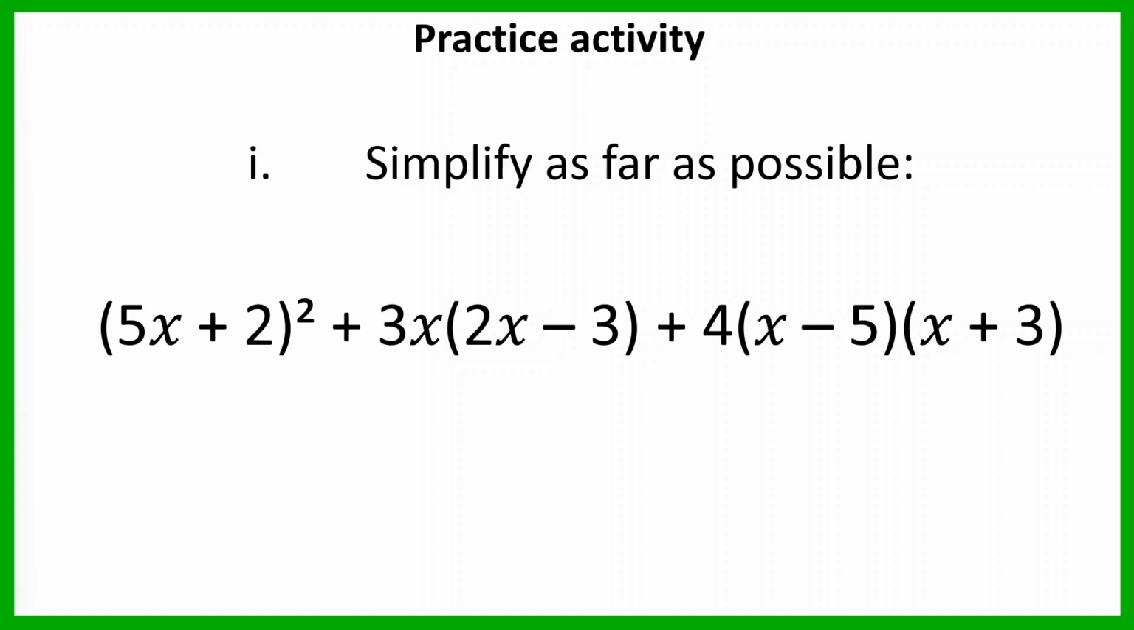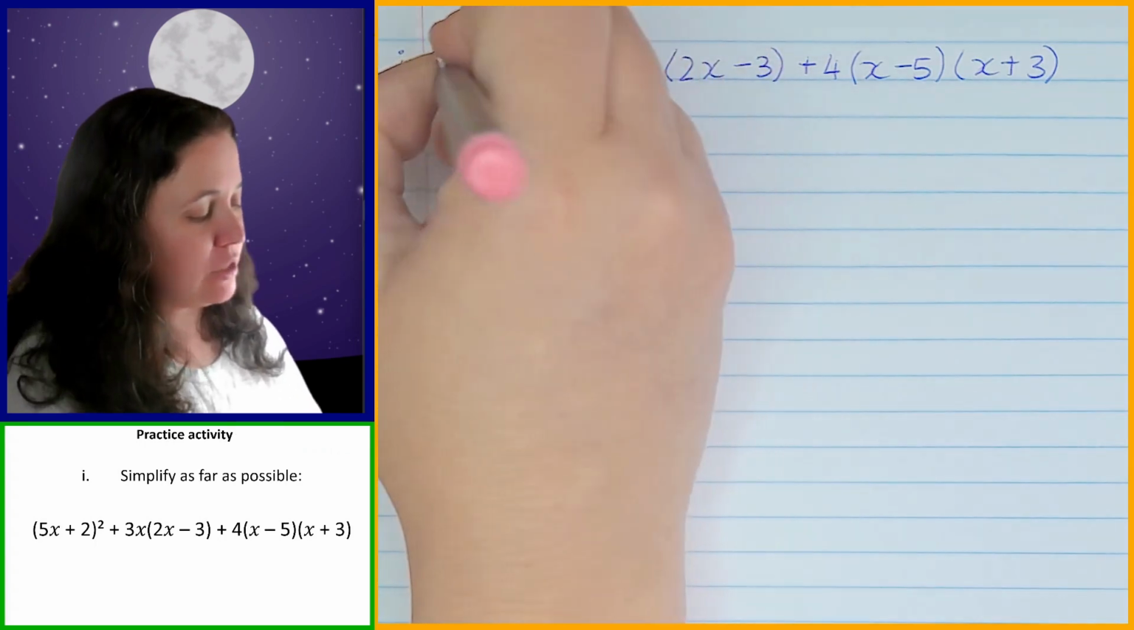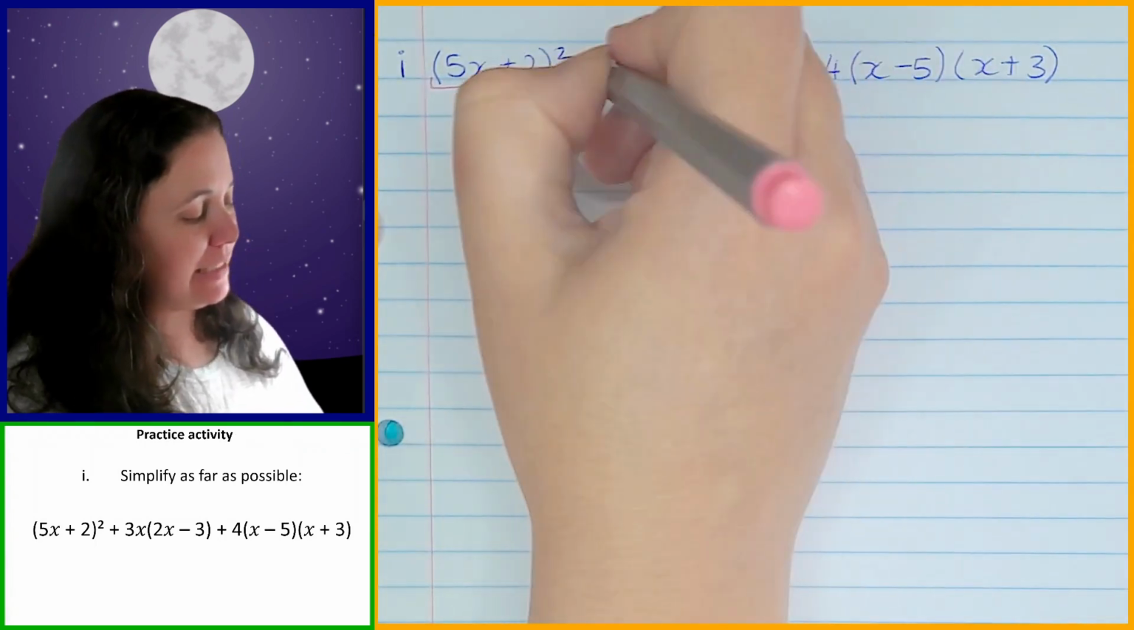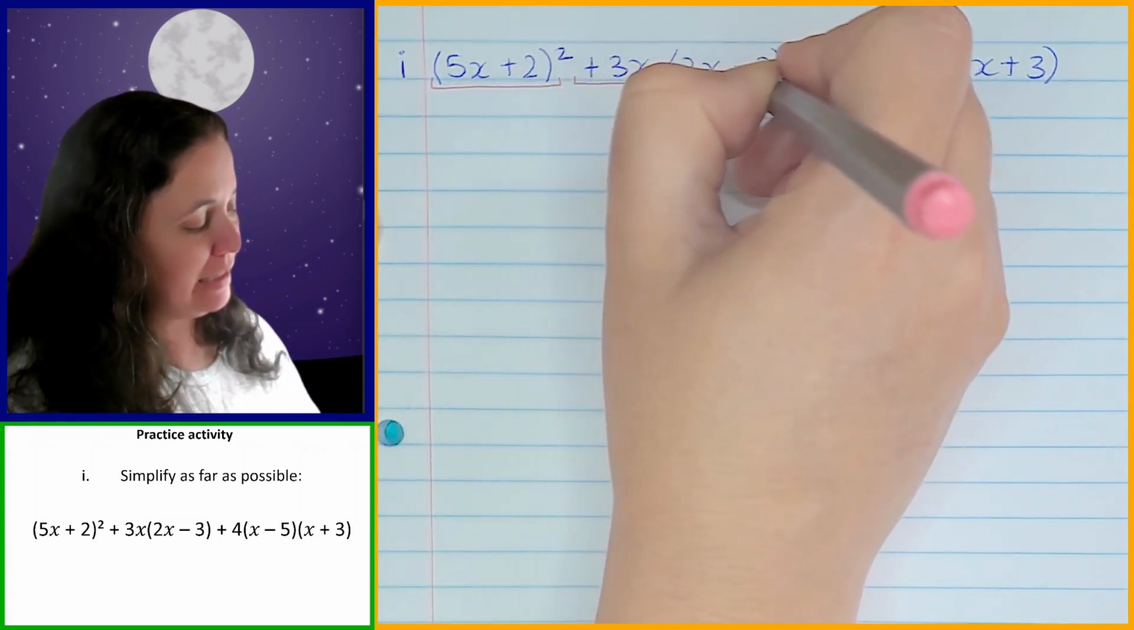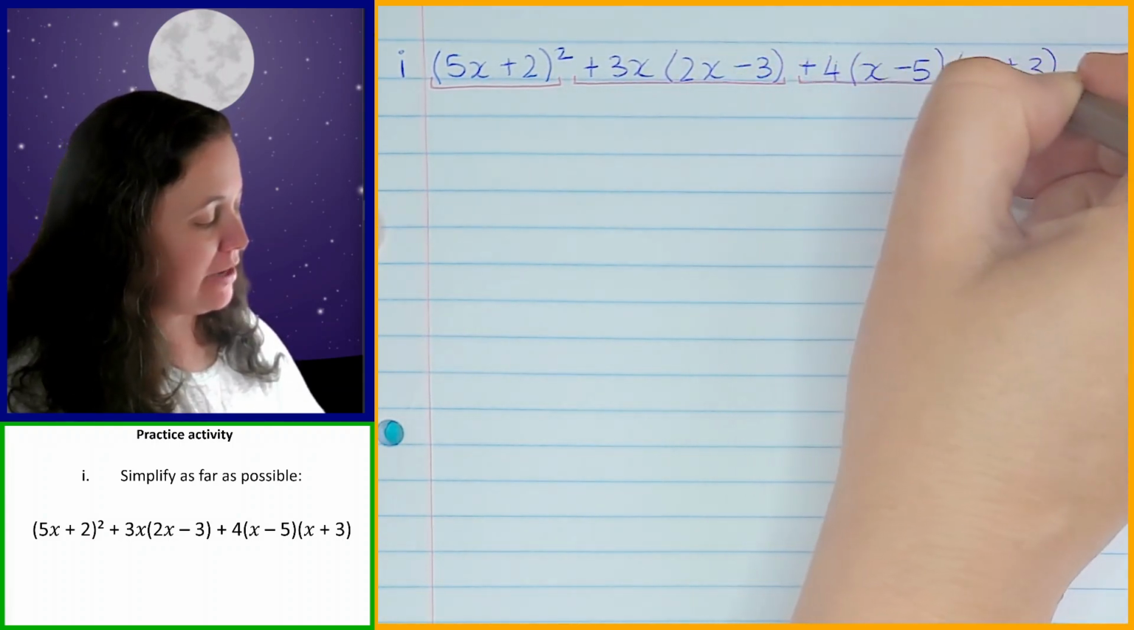Okay, so let's go through that question. So the first term is this 5x plus 2 squared. The second term is the plus 3x times 2x minus 3. And my third term is plus 4 times x minus 5 times x plus 3.